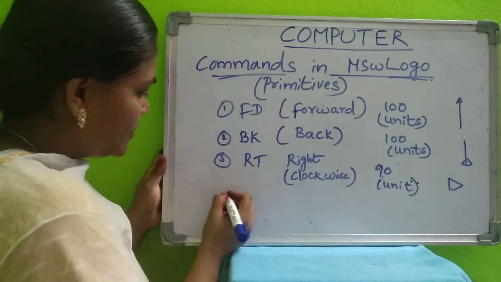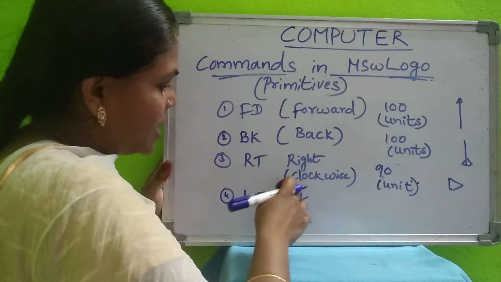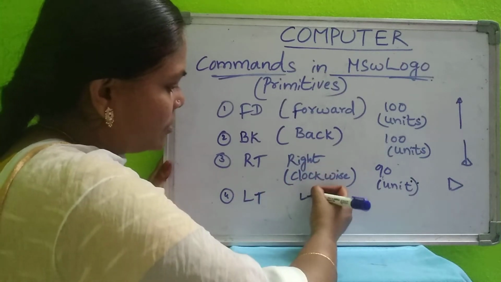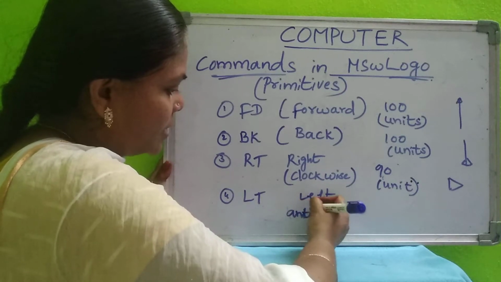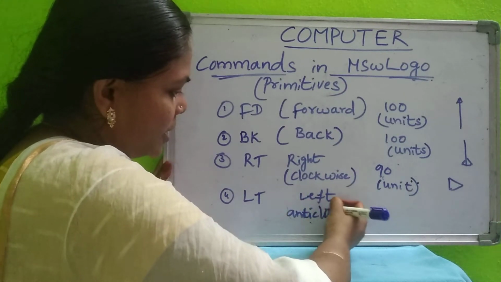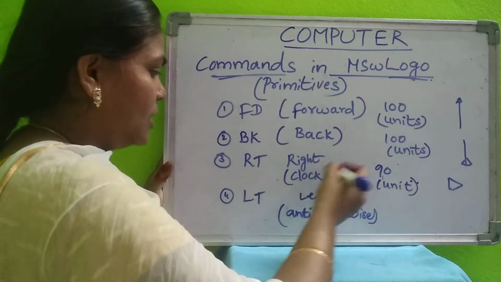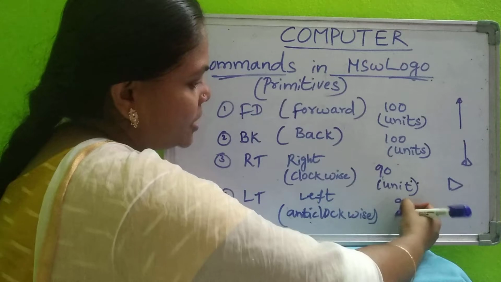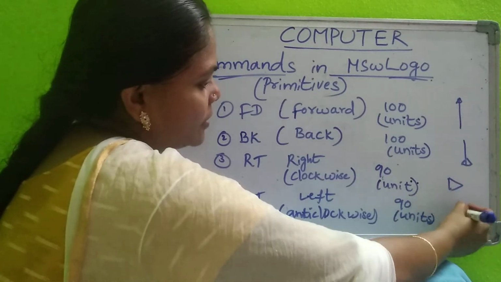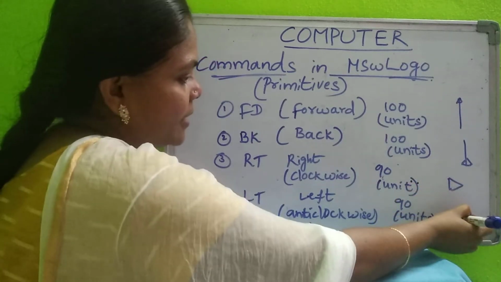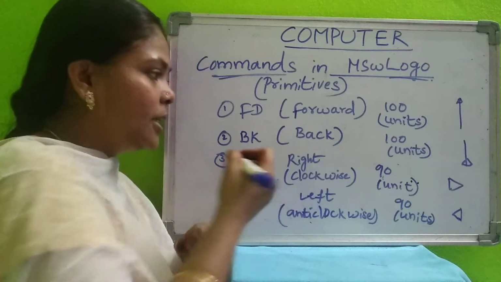Next one is left, LT. So left side. As you have the back command, for this also we have the left command. Left means anti-clockwise direction. Again we have to mention the units. By that number of degrees of angle, your turtle will be rotated to the left side. To rotate your turtle to the left side, we have to use this LT command.